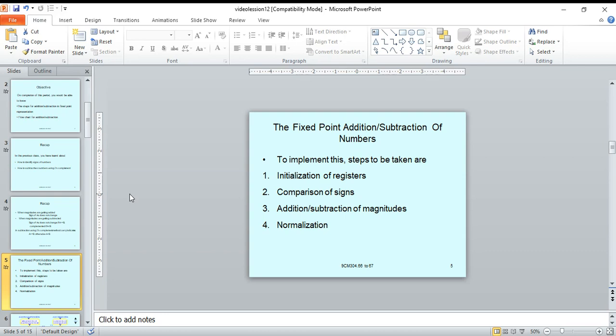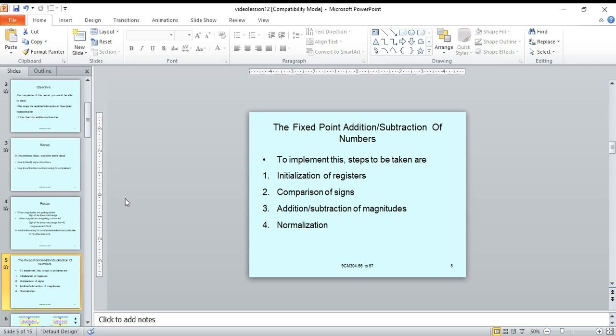So for the fixed point addition and subtraction of numbers, to implement this, the steps to be taken begin with the initialization of the registers. Initialization of the registers is nothing but storing the numbers on which we are going to perform addition or subtraction operations.